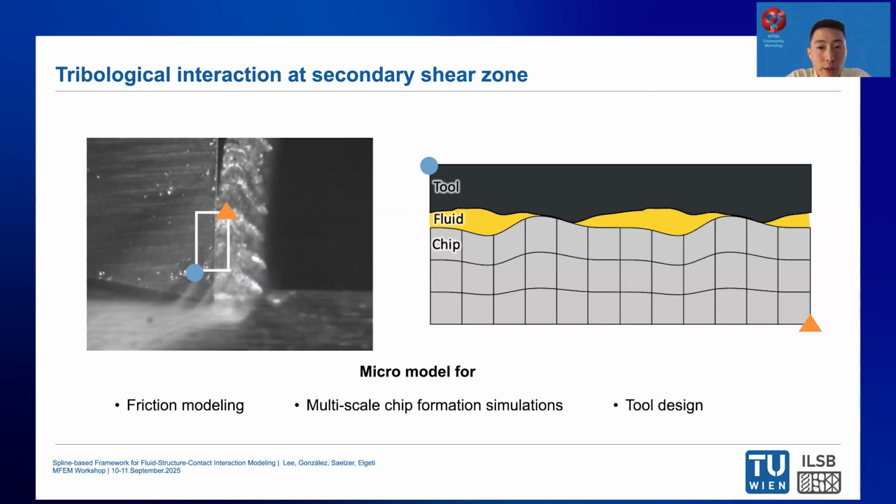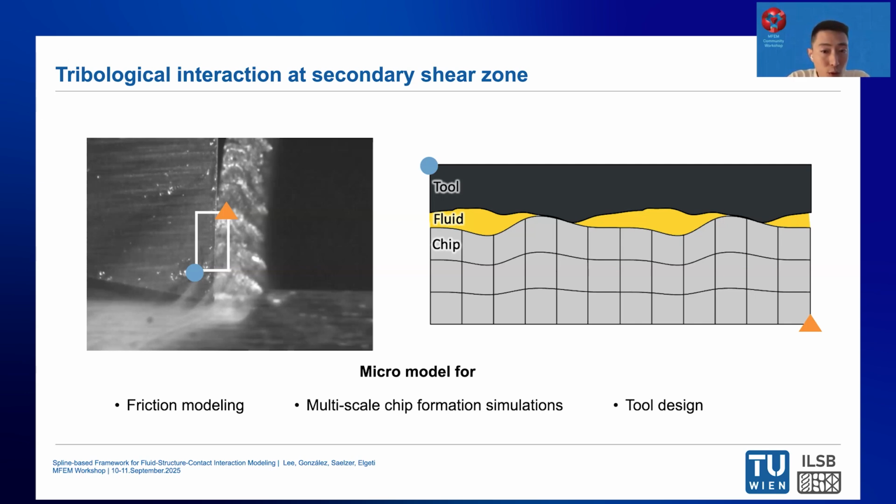Especially for this work, we're interested in tribological interaction at the secondary shear zone. If you look at the left-hand side, the white box here indicates the secondary shear zone. And mainly tribological interactions take place here as tool and chip go through tangential relative movements.